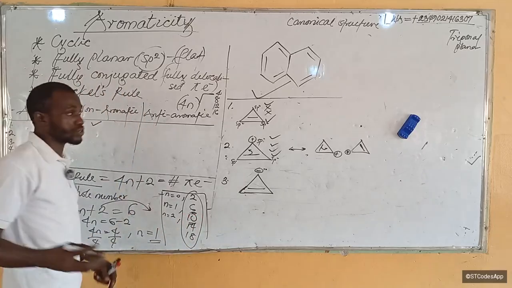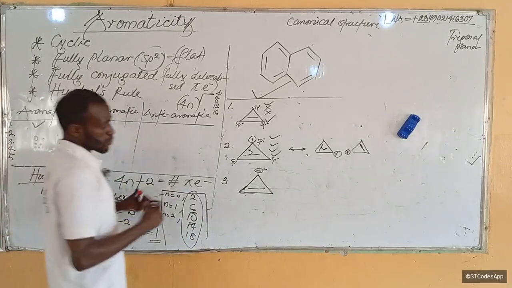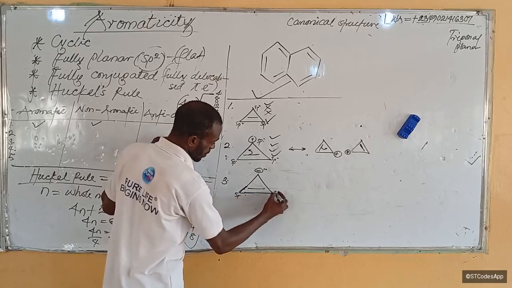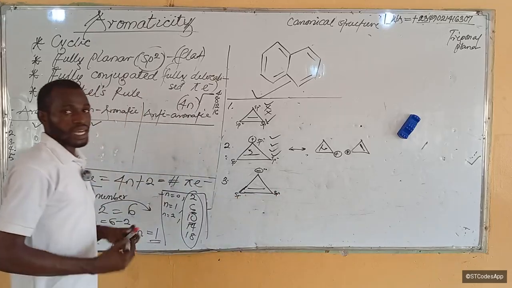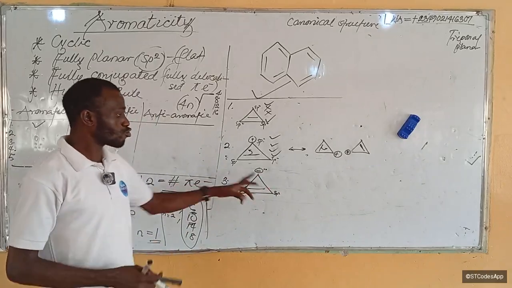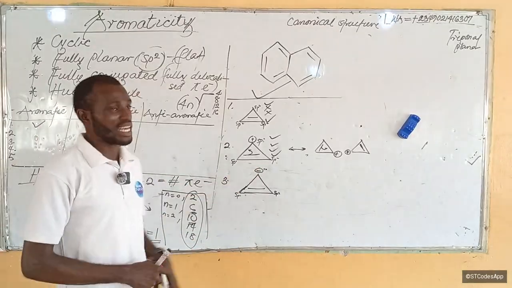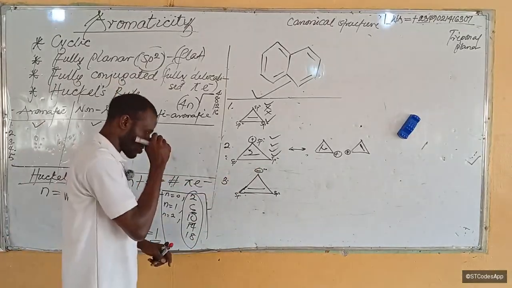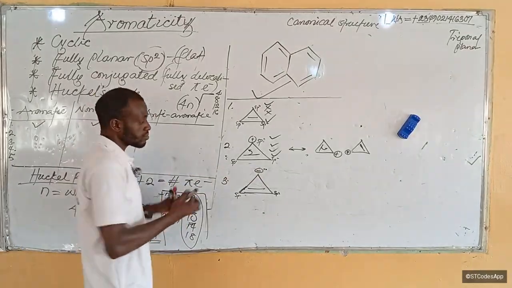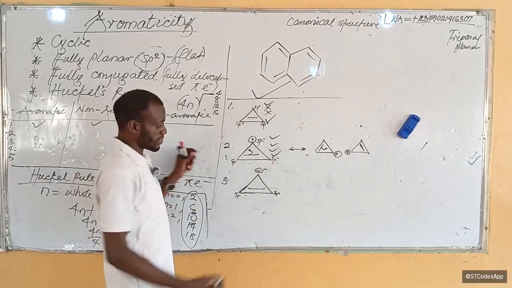Is it cyclic? Yes, still cyclic. Is it fully planar? Now looking at this, you see that this is sp2, this is sp2. But of course here, this guy has 2 more electrons than it should have, right? Now, one thing that this electron can do is that it can participate in the resonance that we just did here. It can participate in resonance.